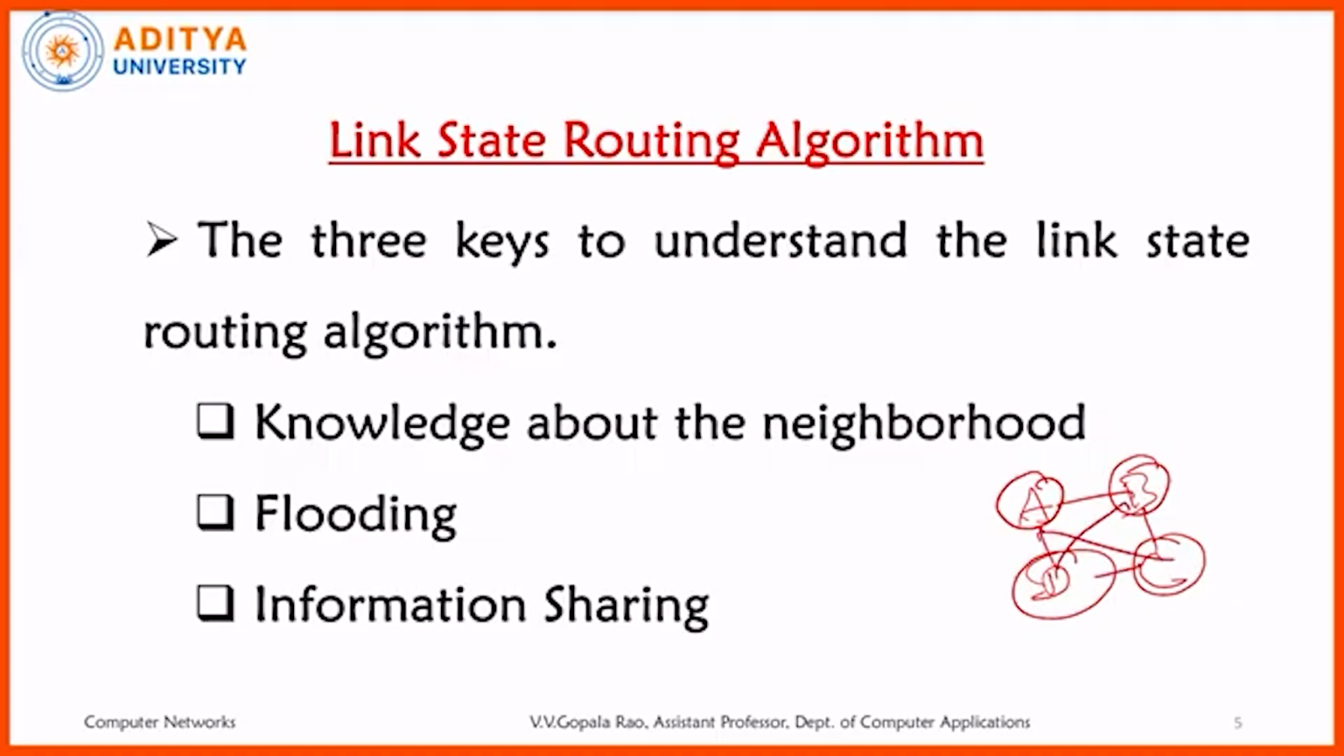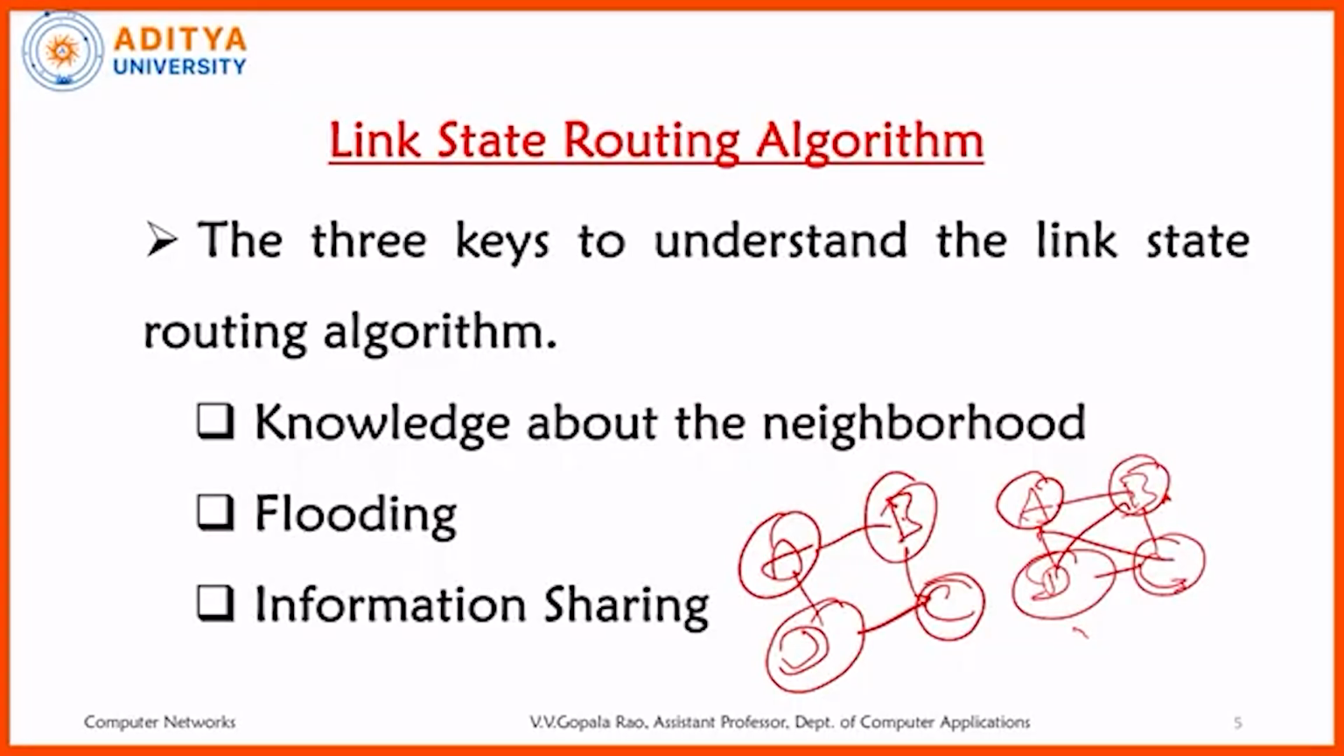Let us say A, B, C, D are the routers and there is a network like this. Here A is a router. In this link state routing algorithm, A has to identify the neighboring routers. In the figure, B, C, D can be the neighboring routers. The sharing of knowledge is possible between the neighboring routers in this algorithm. That is the first point. Suppose A, B, C, D are aligned like this.